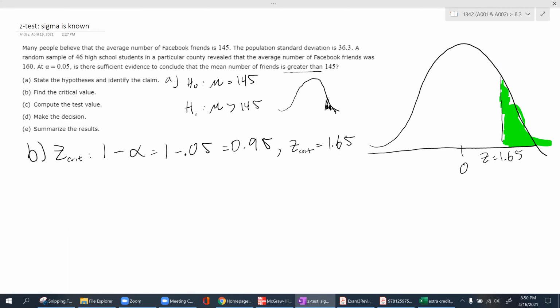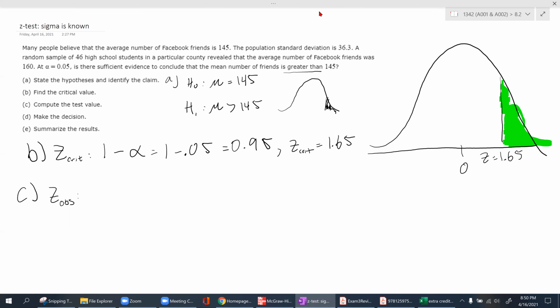Now I need to find my observed z value. I'm going to get a value and make an observation. I'll call this z observed, the value I'm going to be observing.